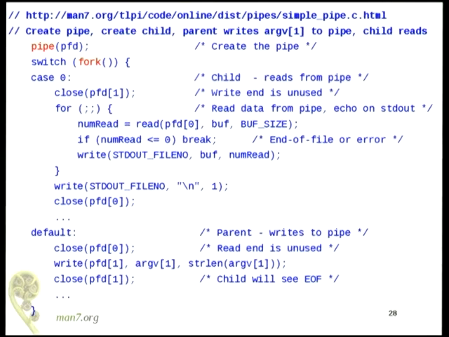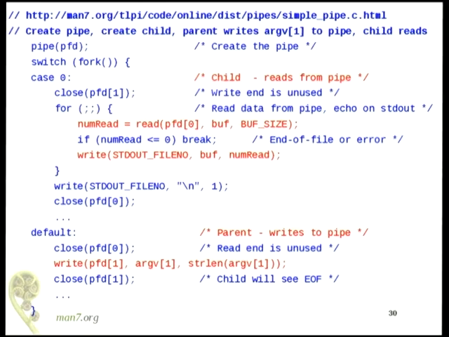So there's a more complete example of how you might use a pipe. The steps there I talked about already. Pipe to create the pipe, fork to create the child process. The two processes then share descriptors. Then they each close the descriptors they don't need. Then they do some data transfer.